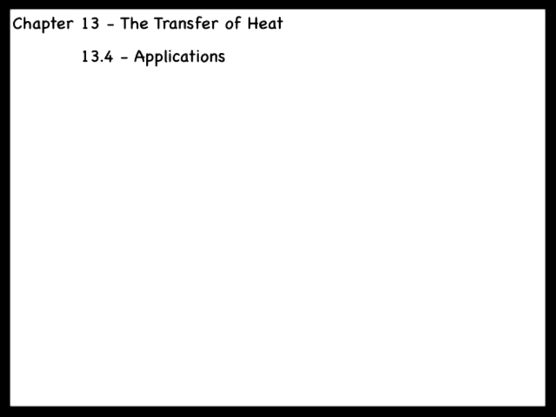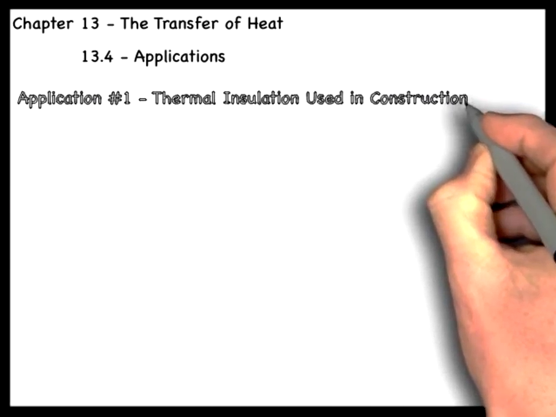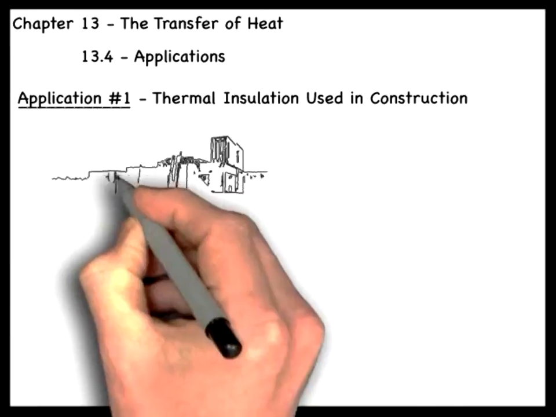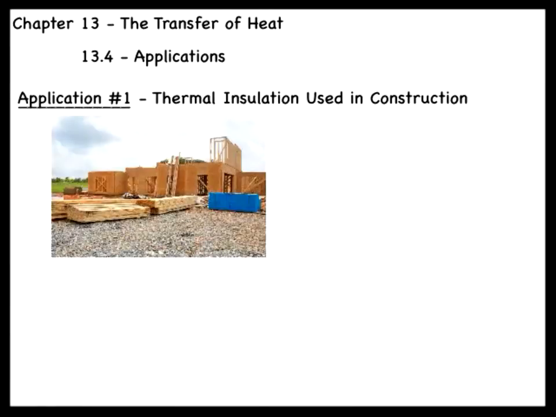In the final section of Chapter 13, we want to look at a few applications that involve the different processes of heat transfer. First, let's consider the thermal insulation that is used in the construction of homes and other buildings. In order to keep heating and air conditioning bills to a minimum, it pays to use a good thermal insulation in your home. The insulation is effective in two main ways.